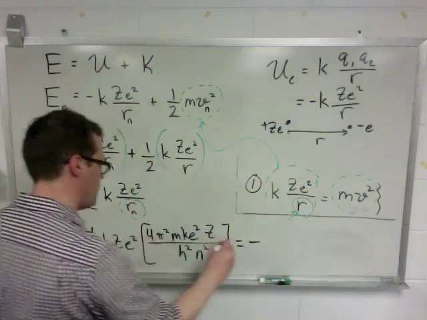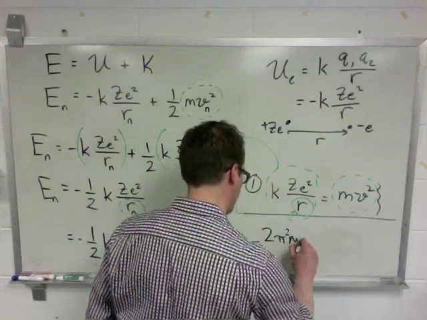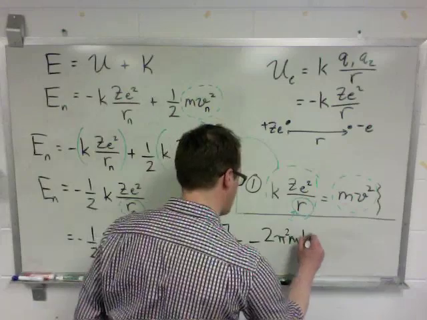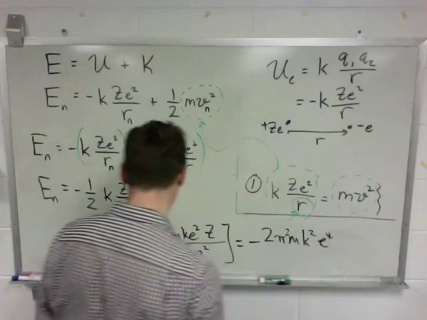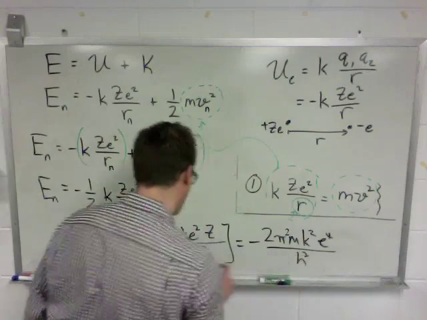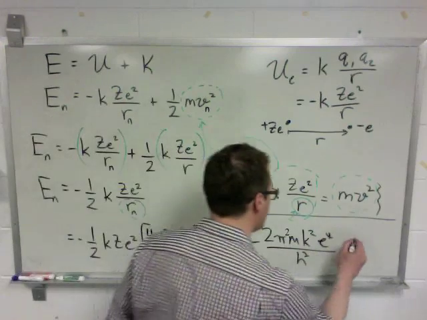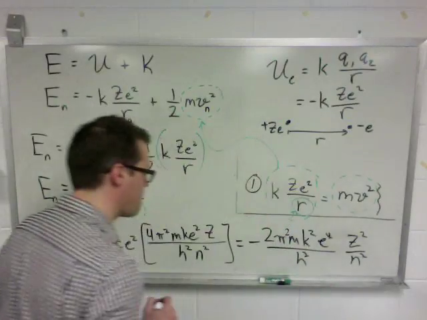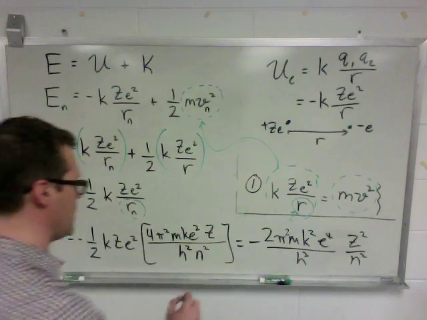So I've got a minus 2 pi squared mke squared. Actually, no, I've got a k squared now. Mk squared, because I've got a k times a k. I've got an e squared times an e squared. That's an e to the fourth, right? And on the bottom, I've got an h squared. Keeping everything involving z and n on the outside, that leaves me with a z squared and an n squared on the bottom. So let me double check, make sure I got that right. All right, yeah, that looks right.